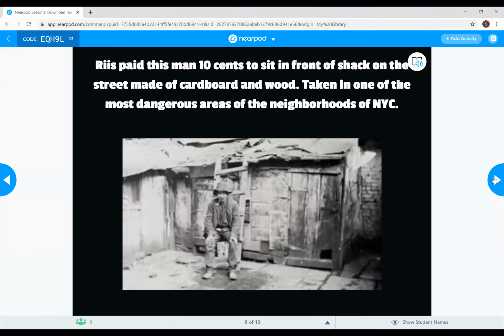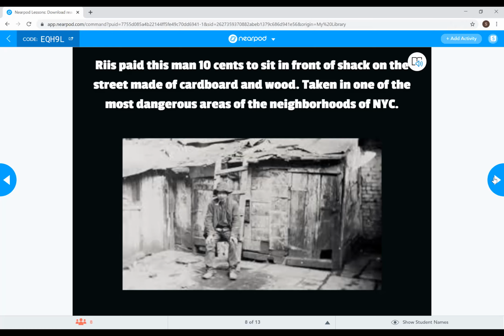A lot of the things that people made, these little buildings, these little shacks, they make out of just anything they can find at construction sites or anything that's just laying around there. So this is on Mulberry Street, which is one of the most dangerous areas of the neighborhoods of New York City. It's basically the slums.